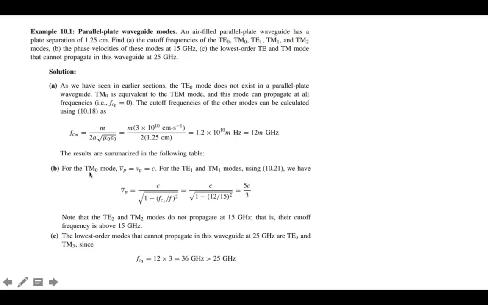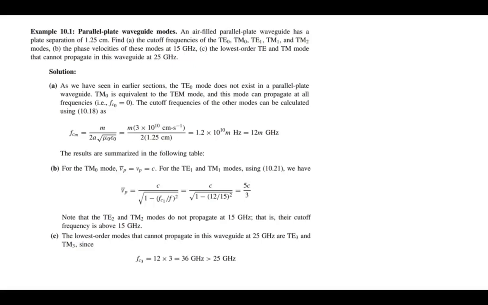So for the TM0 mode, that's basically the TEM mode, and the TEM mode doesn't even notice the waveguide is there. It may as well be propagating in free space because the phase velocity is equal to the speed of light, as in air. For mode 1, notice that the phase velocity is now 5/3 of c. So that's greater than the speed of light, which is kind of an interesting phenomenon.